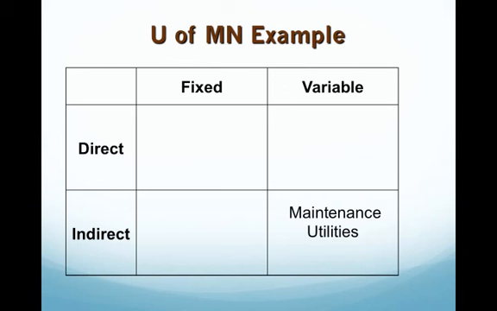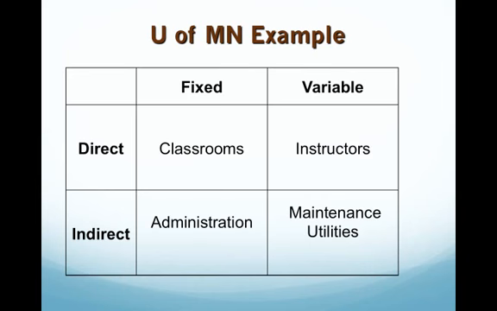You can see this is a little bit of gray. There's not necessarily a black and white answer. It involves some interpretation, but I hope you get the general idea of how to analyze these fixed and variable and direct and indirect costs. There it is all together.